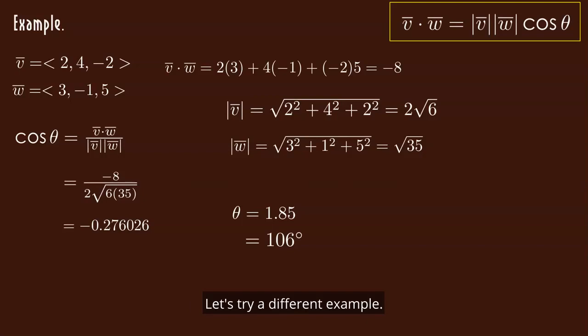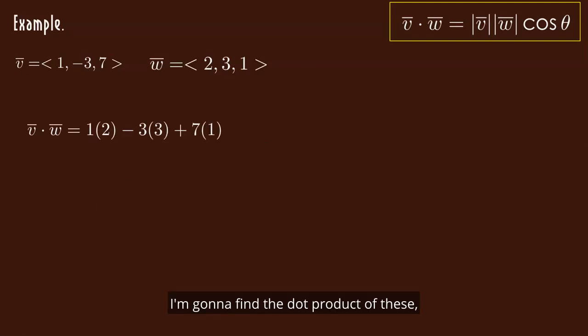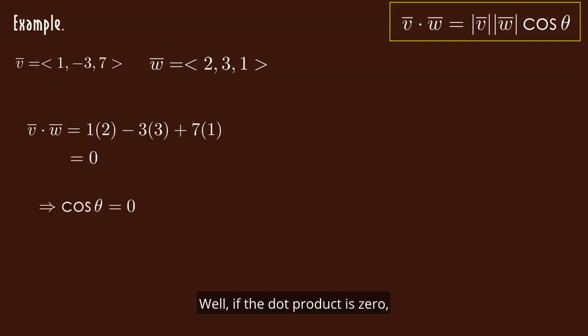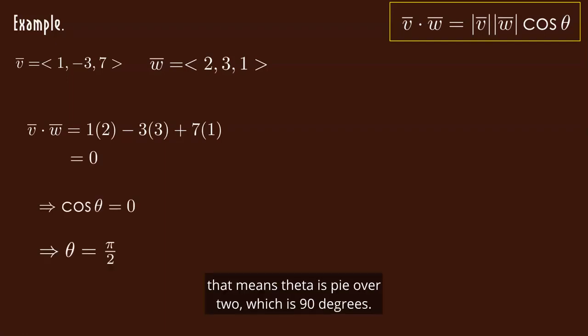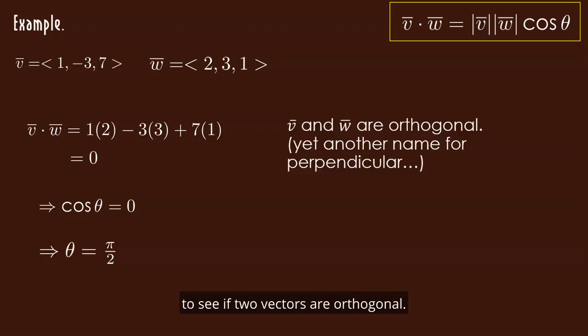Let's try a different example. Suppose I have 1, negative 3, 7, and 2, 3, 1. I'm going to find the dot product of these. I simplify and I get 0. 0 is magical. What does it mean? Well, if the dot product is 0, that means the cosine of theta is 0. If the cosine of theta is 0, that means theta is pi over 2, which is 90 degrees. That means the two vectors are orthogonal, or perpendicular. And that's a pretty nice thing to be able to check.